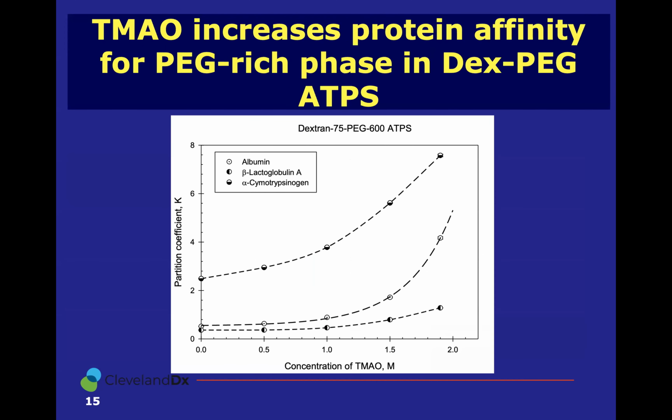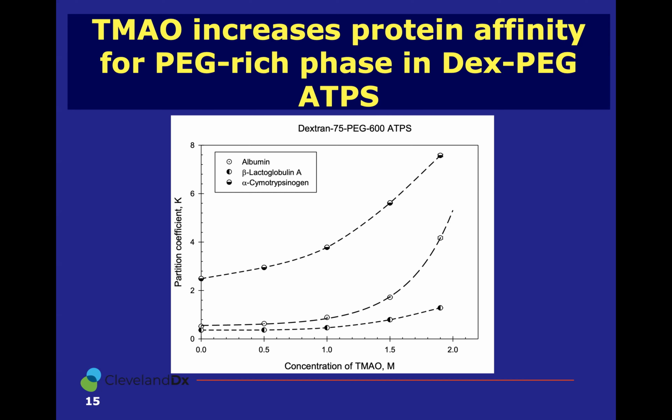I'll show you. The interesting thing is previously what we found was that in the two-phase system, dextran polyethylene glycol, the albumin is concentrated in the bottom phase, the dextran-rich phase. To move it to the polyethylene glycol-rich phase, we have to add an additive, which is in this case trimethylamine oxide, TMAO. It's a very well-known osmolyte. And this osmolyte doesn't interact with albumin or with polymers.